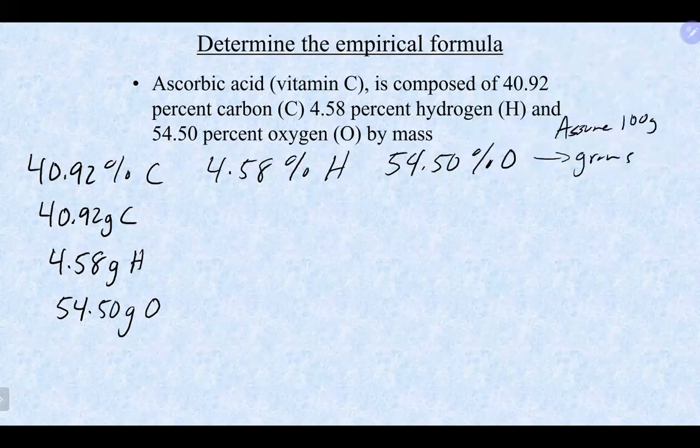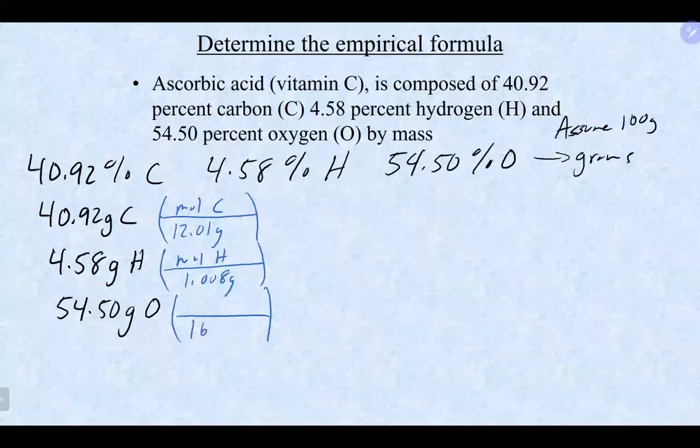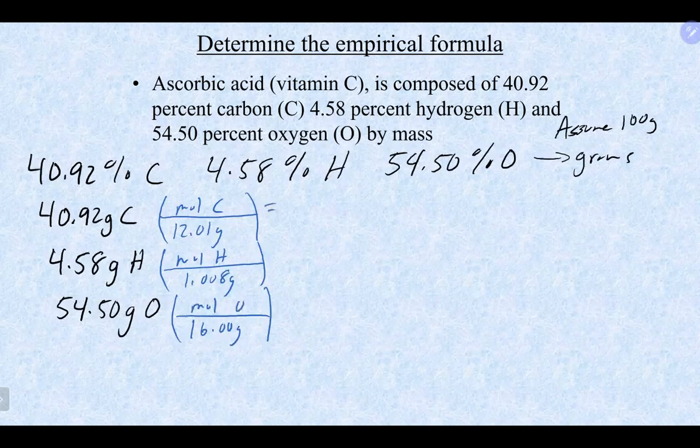The next thing we want to do is take our grams and convert them into moles. So we're going to divide by the molar mass of carbon, which is 12.01 grams per mole. We're going to divide by the molar mass from the periodic table of hydrogen, 1.008 grams per mole. And we're going to divide by the molar mass of oxygen from the periodic table, which is 16 grams per mole. So that's going to give us basically the moles of each element that are present.